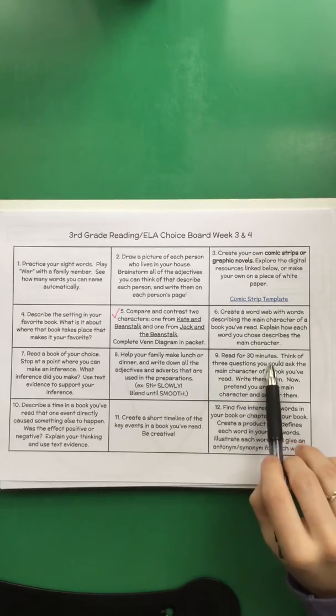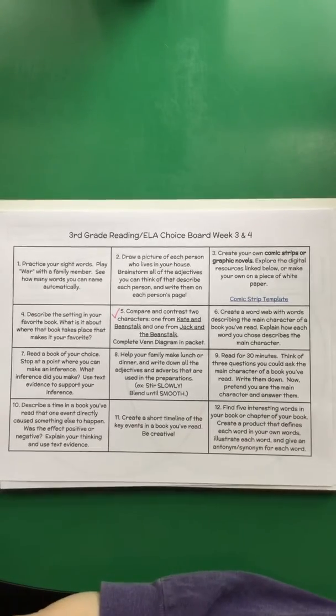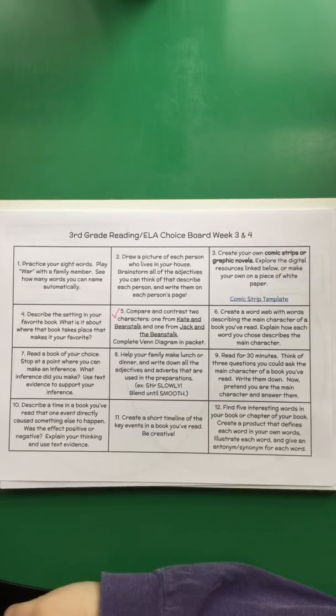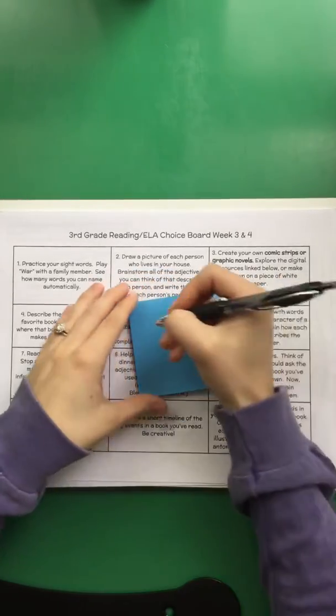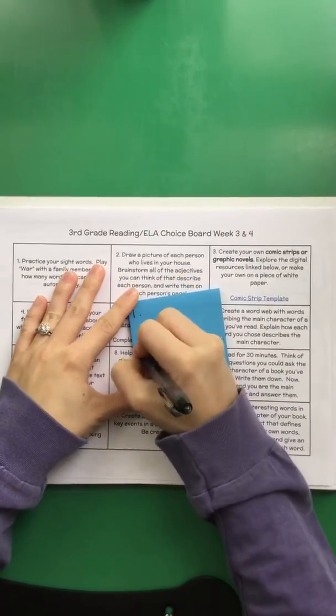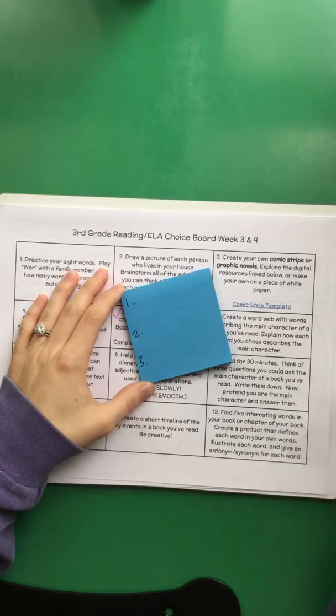It says read for 30 minutes on number 9. Think of 3 questions you could ask the main character of a book you've read. Write them down. Now pretend you're the main character and answer them. So I would take my piece of paper and I'm just going to number it 1, 2, 3, and I'm going to think of like 3 interview questions that I might ask them.